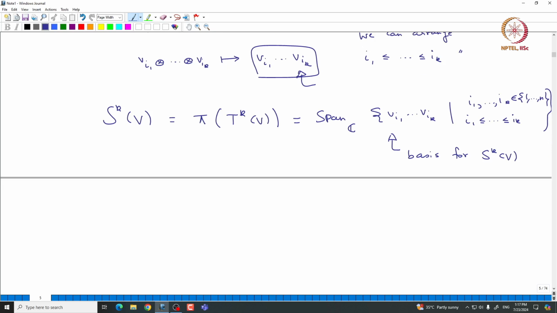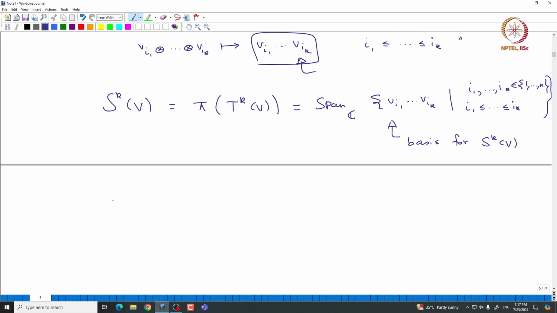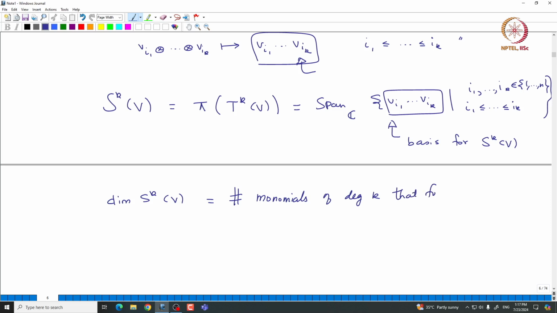So, now it is not very hard to compute the dimension using this observation. The dimension of Sk of V, if you think about it, you are indeed forming a monomial of degree k with the n variables v1 etc. vn. So, this means this is exactly the number of monomials of degree k formed from the variables v1 etc. vn. Of course, when we say monomials, they are commuting monomials.